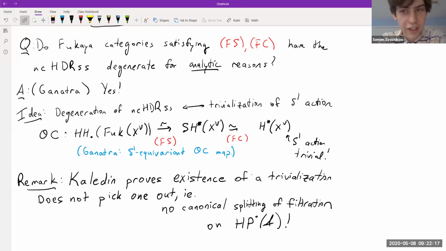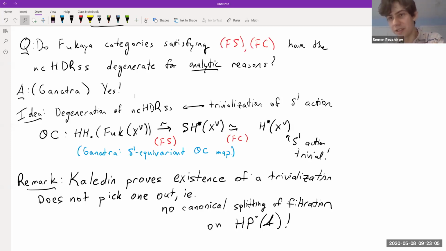This is due to Ganatra. The idea is that if you want to prove the spectral sequence degenerates, you can do that by trivializing the S1 action on Hochschild homology. So you need to find another complex, quasi-isomorphic to your starting complex equivariantly, on which the action is trivial. What you do is use the open-closed map I mentioned from the Hochschild homology to the symplectic homology. If your thing is non-degenerate, then this is an isomorphism. And then in the case where you're working on a compact manifold or only considering compact Lagrangians, you can choose this map to go to a version of symplectic homology which is some kind of topological cohomology group of the underlying manifold.